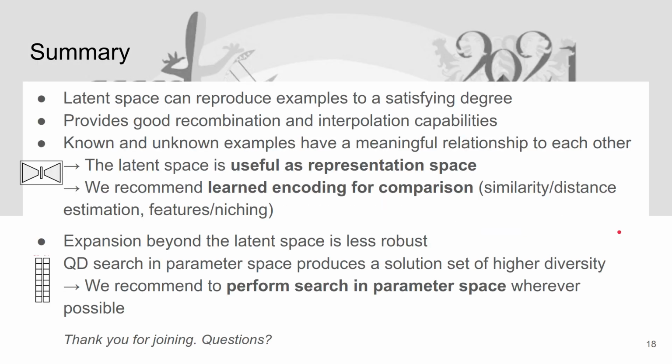So the take-home messages. Latent space of a VAE can reproduce examples to a satisfying degree. It provides good recombination and interpolation capabilities. Known and unknown examples have a meaningful relationship to each other, and we can use the latent space as a representation space. We recommend, however, to use the learned encoding for comparison, so as a feature space for niching in QD.